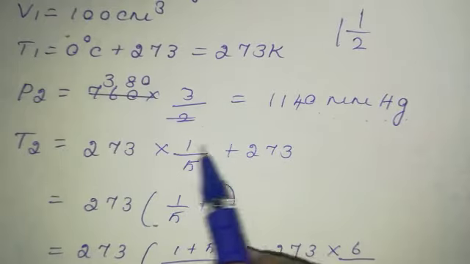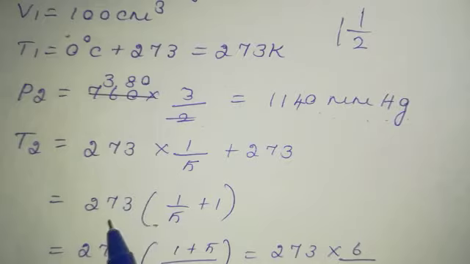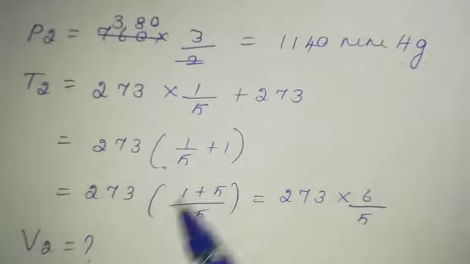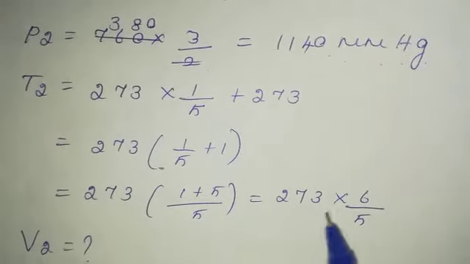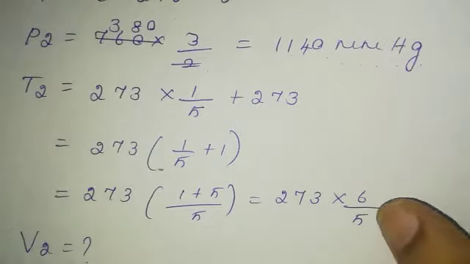So you write the original temperature as well as 273 divided by 5. Taking 273 common, that is 1 by 5 plus 1. When you take the LCM here, you get 1 plus 5, that is 6 by 5. So 273 into 6 by 5 is your final temperature.